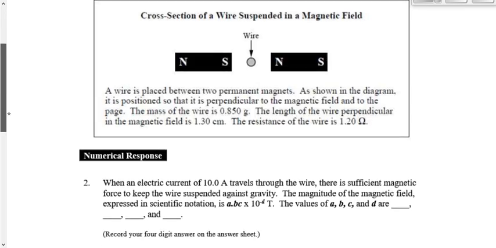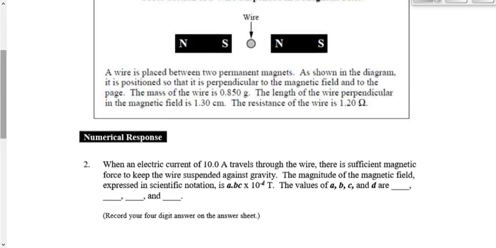All right. Here's some information there. We skimmed through it, right? If anything jumps out as we draw attention to it. The question says, when an electric current of 10 amp travels through the wire, there's sufficient magnetic force to keep the wire suspended against gravity. That's a big word, right? Suspended against gravity.